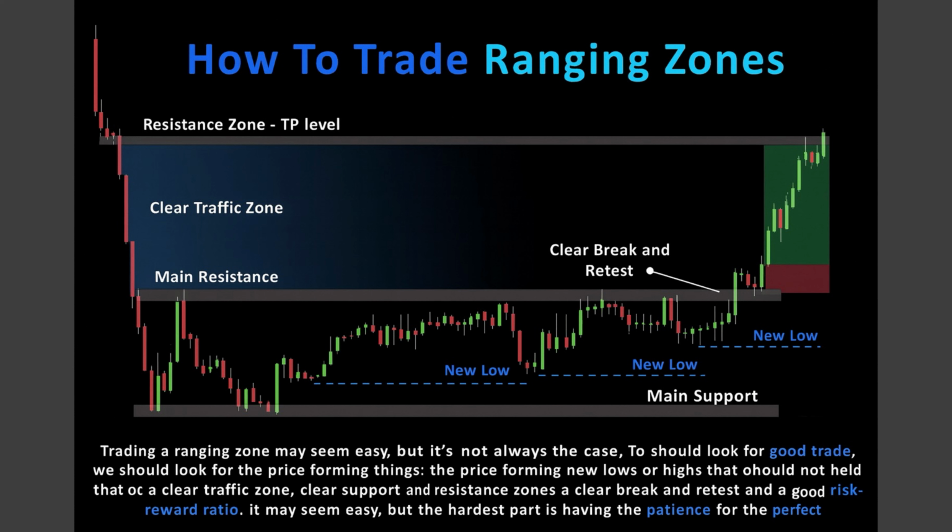The ideal trade forms when the price breaks through resistance or support, retests that level, and shows momentum in the breakout direction. This kind of setup provides a clear entry signal, a defined stop-loss level, and a logical take-profit zone, in this case marked as the resistance zone or target profit level at the top of the range.